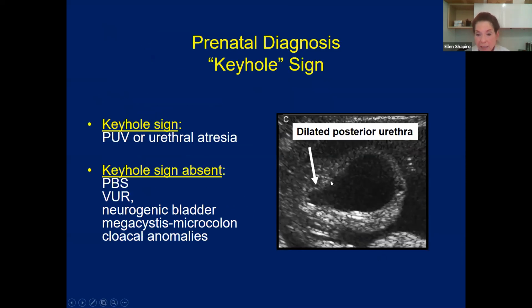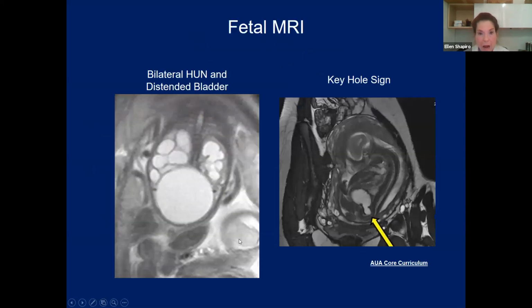The keyhole sign has been described to help us with the phenotype prenatally. That's seen in valves and urethral atresia. It is not seen in prune belly syndrome, reflux, neurogenic bladder, the megacystis microcolon syndrome, which is fairly rare, and cloacal anomalies. Fetal MRI, I've put this in here.